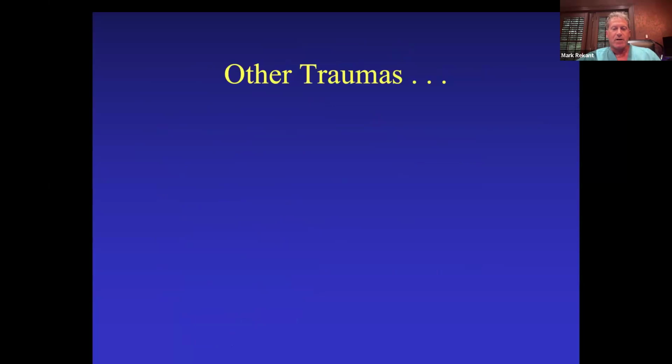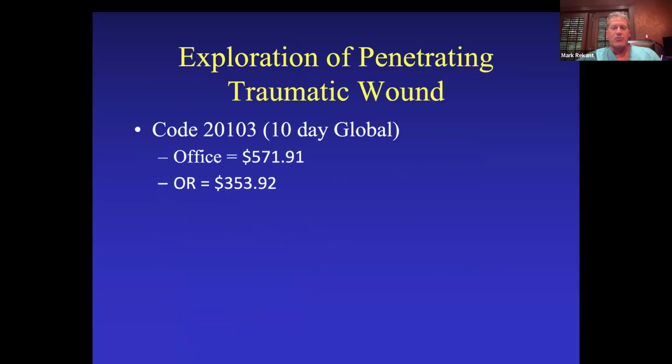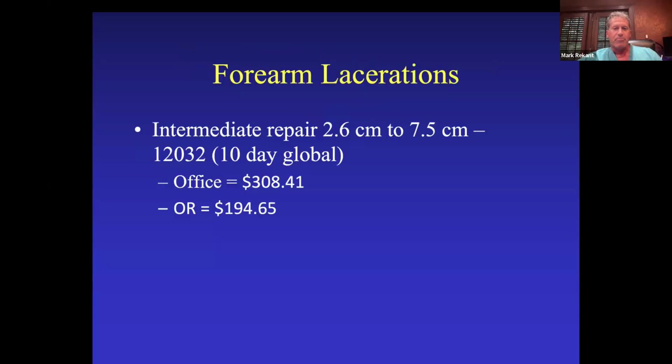Quite nice. Other traumas, penetrating wound, you're going to check that forearm wound or hand wound and you see a tendon. Well, you can get reimbursed for that exploration. You can see the code is 20103. It's a 10-day global, and it's much more valuable to do that in the office, as you can see, with more than $200 reimbursement to do that in the office rather than the OR.